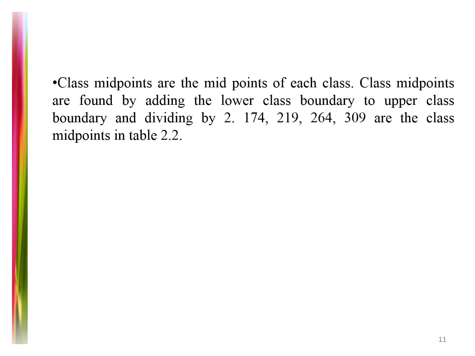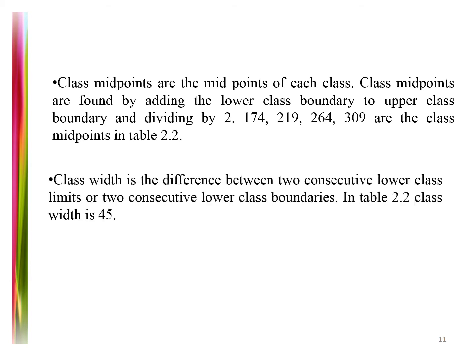Okay, class midpoint. The class midpoint is also useful in some situations. To calculate a class midpoint, add the upper class limit and the lower class limit and divide by 2, or add the upper class boundary and the lower class boundary and divide by 2. That is the midpoint. And the class width is the difference between two consecutive lower class limits or two consecutive lower class boundaries. So suppose they give a frequency table.